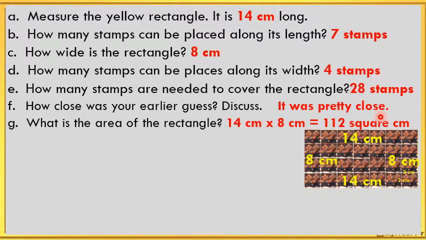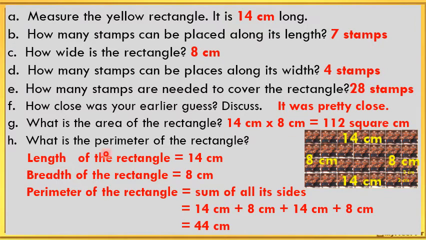G. What is the area of the rectangle? Children, we have seen that the length of the rectangle is 14 centimeters and breadth is 8 centimeters. So, area of the rectangle is length multiplied by breadth. That is 14 eights are 112 square centimeters.